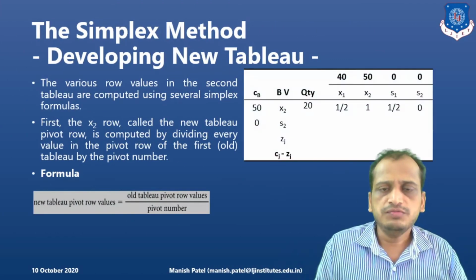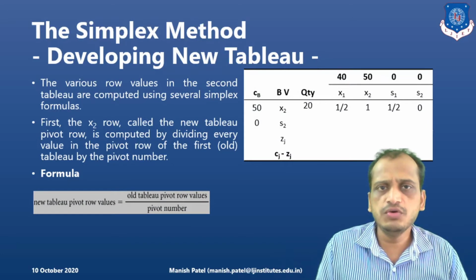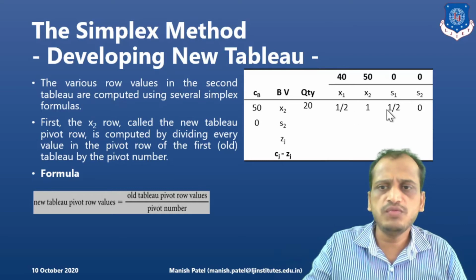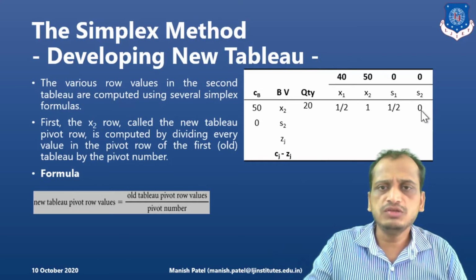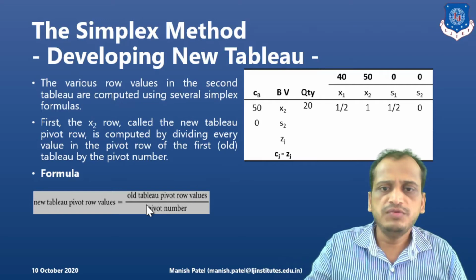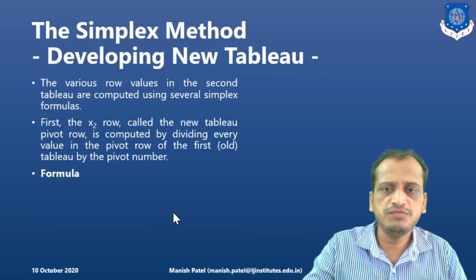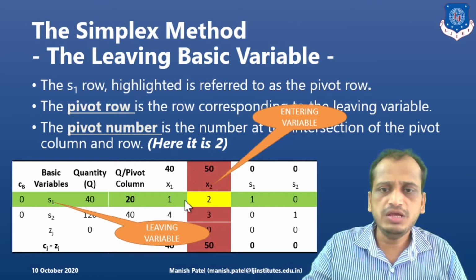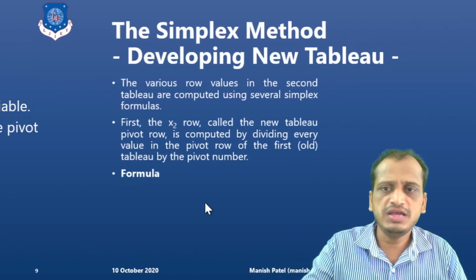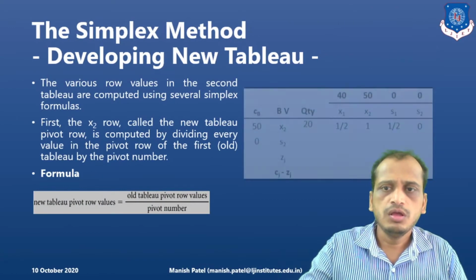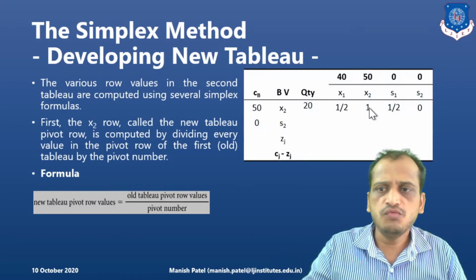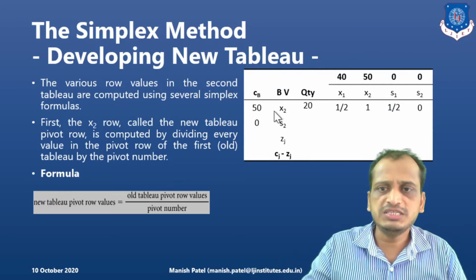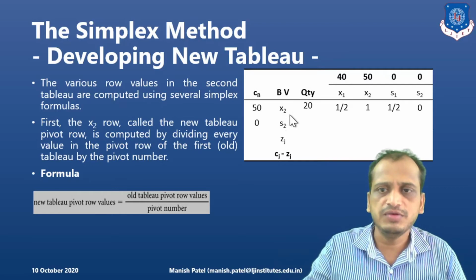So when we prepare the new table for the new iteration, what will we write down? We will write down new values of the row. So how do we decide new values of the row? We decide them with the help of this formula. We divide by the pivot number. What was the pivot number before? Previously the pivot number was 2. So we divide each and every value by 2. So we got 20, 1 by 2, 1, 1 by 2 and 0. Now again, if you see carefully, the basic variable is x2 here. That is the entering variable.